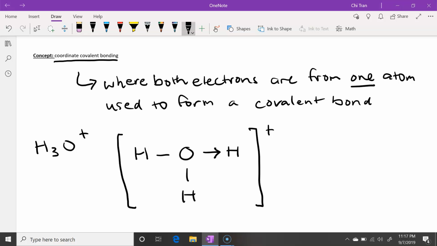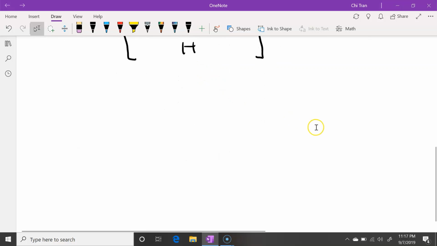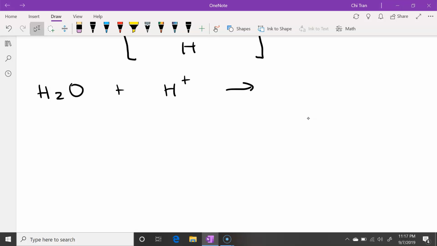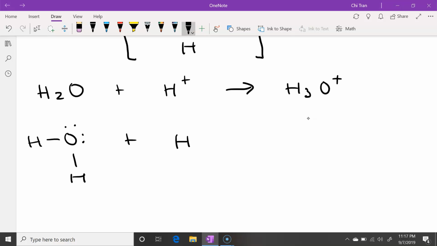And so we can understand this more clearly if we draw out the full reaction. So the reaction to get to H3O+ is from water plus a proton to get H3O+. So let's draw out the Lewis structure of water first, which looks something like this, and a proton. And so we can see that water has two lone pairs of electrons. And so one lone pair will be donated to hydrogen.